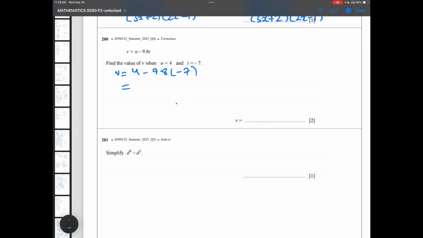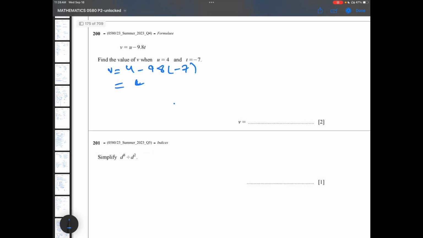So now we will have to multiply 9.8 with minus 7. And when I multiply this, I have minus 9.8, okay? So I will multiply this minus 9.8 with minus 7. I will get positive 68.6. So it becomes 4 plus 68.6. Now when I add these two, I will get 72.6. This is my answer, the value of v.